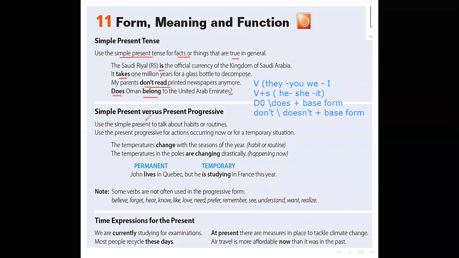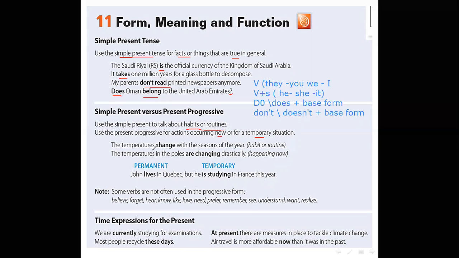Simple present versus present progressive. We use the simple present to talk about habits or routines or facts, sure. But we use the present progressive for actions occurring now or for temporary situations, okay?